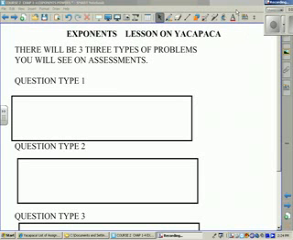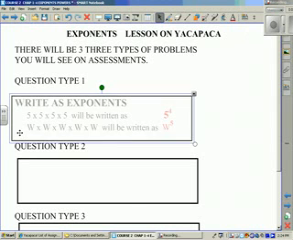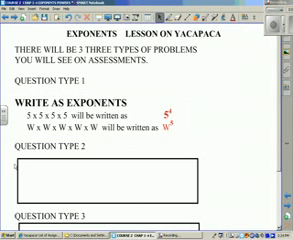Normally when we work with exponents, there are three types of problems we're always going to see. So let's go through them one type at a time. The first type of question we're going to see will be to write it as an exponent. For example, you now see 5 times 5 times 5 times 5. Written as an exponent, we're going to write 5 to the 4th power.